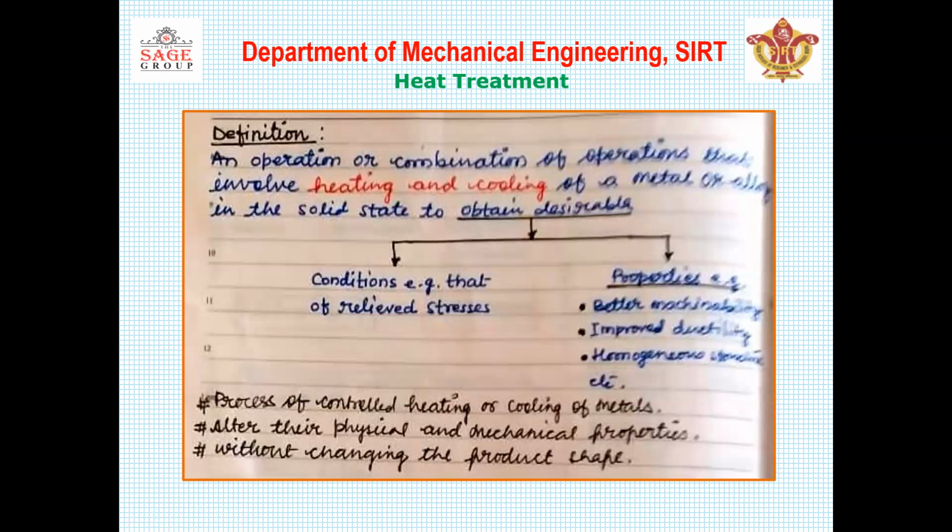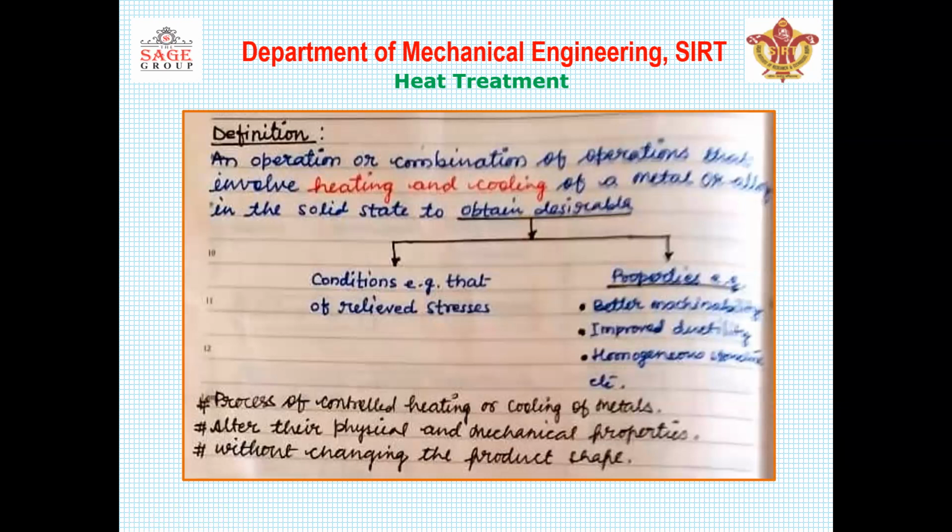Second thing, to obtain desirable mechanical properties like better machinability, good ductility, better hardness and strength, etc., without changing the shape and size of the object. Means this process takes place from solid to solid.